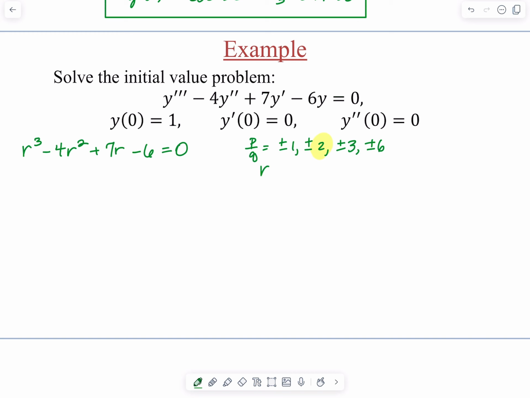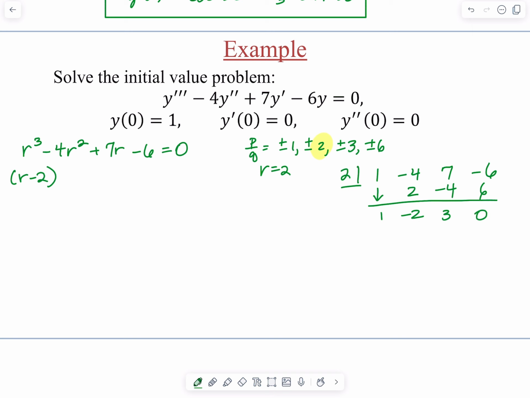Knowing that, we can say that we have r minus 2 as one of our factors, and we can put 2 in the box and use our synthetic division. And here we have r squared minus 2r plus 3.